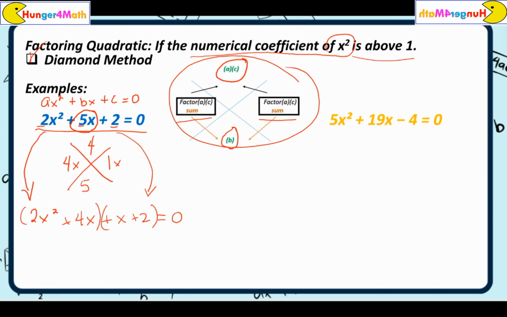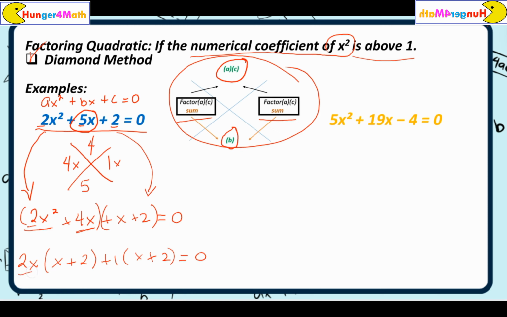Afterwards, let's find out the common factor of 2 and 4. That is 2. For x squared and x, we're going to get the variable with the lowest exponent, and that is x. Now we can divide. 2x squared divided by 2x is x, and 4x divided by 2x is plus 2. Here we have x plus 2. In this case, we can just factor out 1. So plus 1 times x plus 2 is equal to 0.